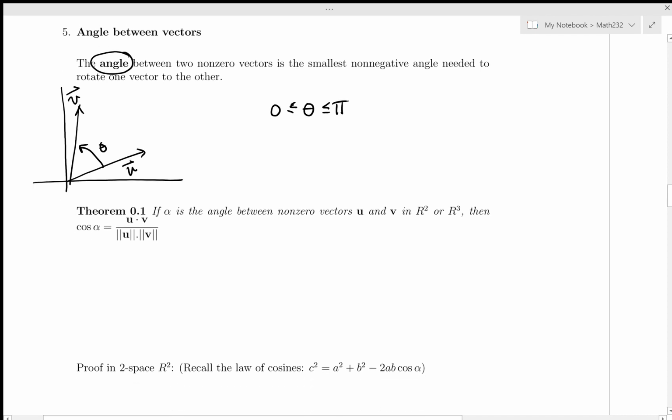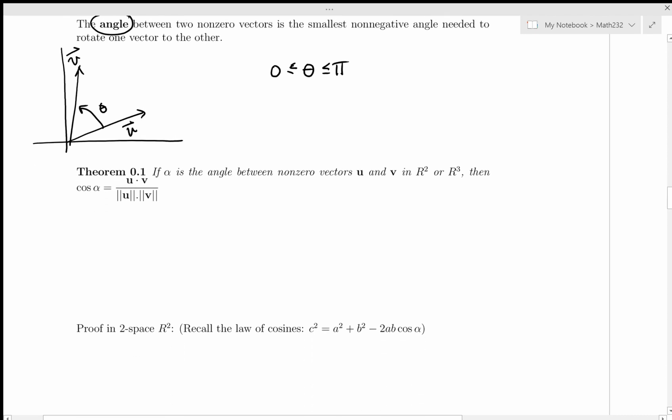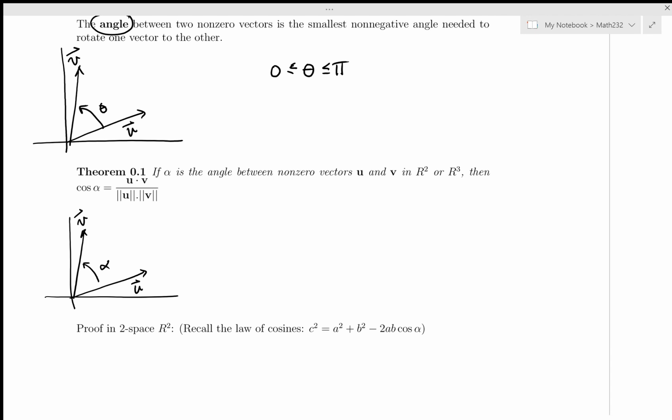Okay. All right, now here's the cool thing. Let me just redraw my drawing. There is u and there is v. In this case, I'm going to label this angle here as alpha. I can compute alpha using my ideas of dot product and norm, and I can calculate it in this way.